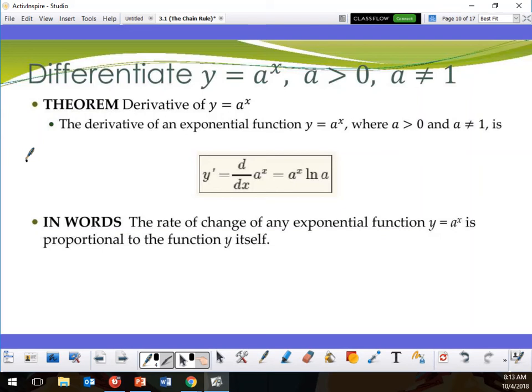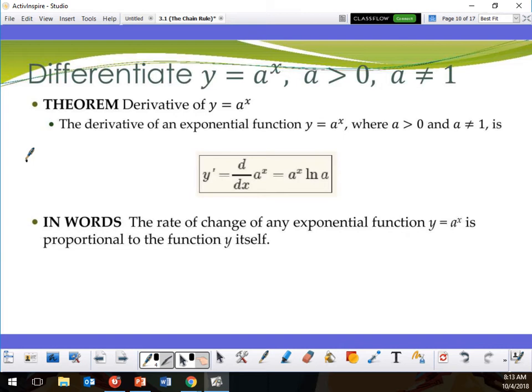All right, good morning. So now 3.1, Calculus 1. We have the derivative of y equals a to the x, where a is going to be greater than 0 and a cannot equal 1, because 1 to any power is going to be 1, right? Is everyone following along? Yes. So 1 to any power is just 1.